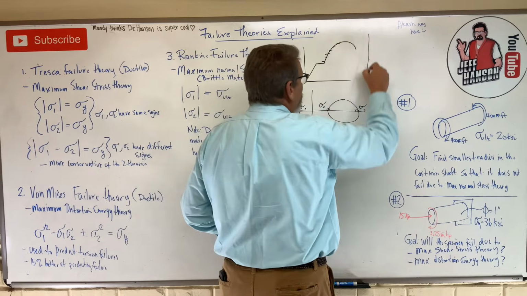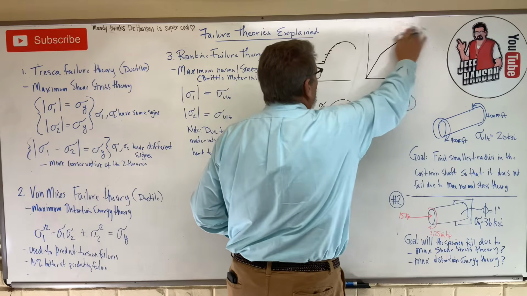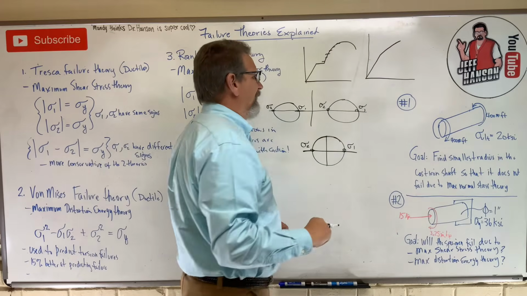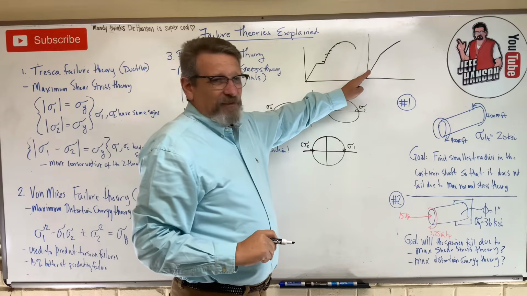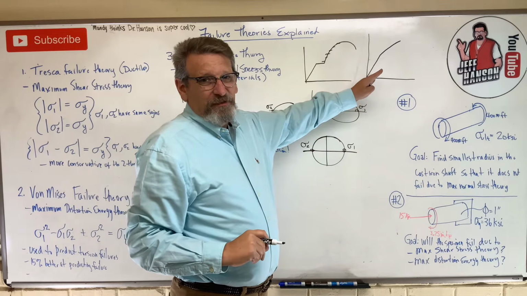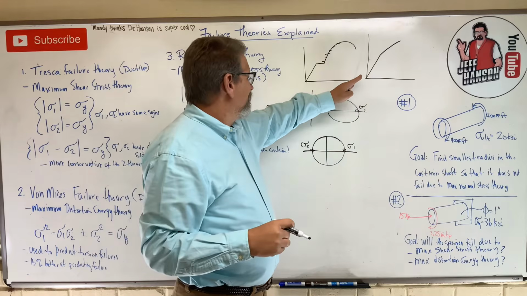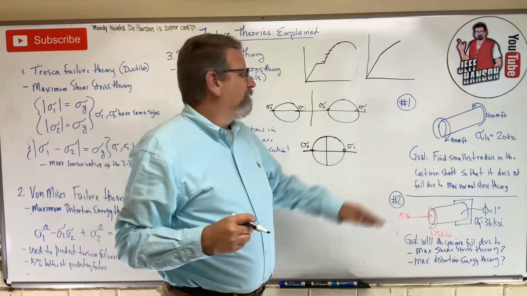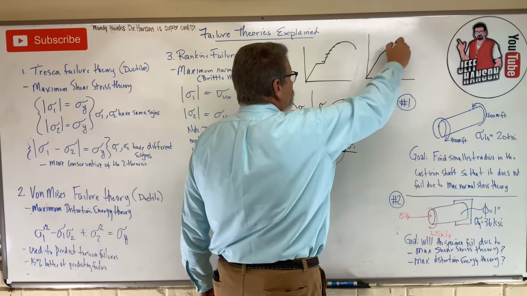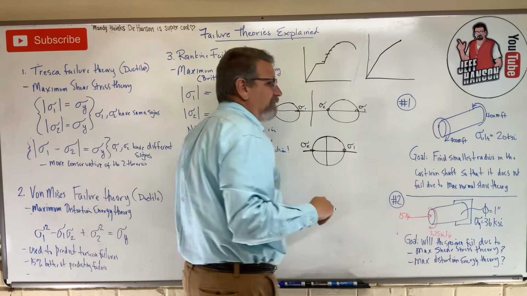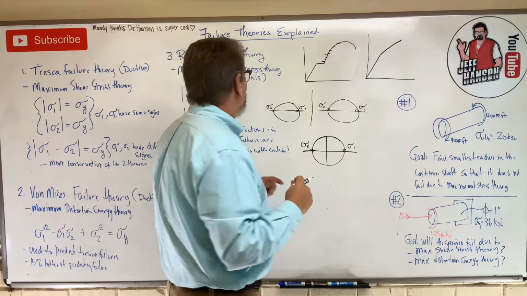Whereas brittle materials do something like this. Brittle materials do something like that. The thing we don't like about brittle materials is that all of a sudden, they just fail, and they don't give you much warning. So on a brittle material, we don't really have a lot of yield stress warning. So what do we do on brittle materials?